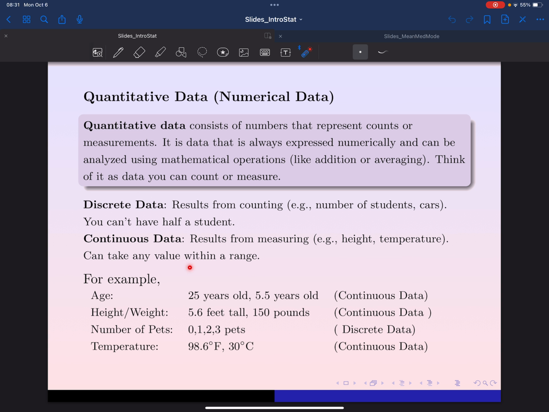We can take any value within the range. So for example, age, it can be 25 years old, but it can also be 5.5. So this would be called continuous data. Height or weight, it can have also halves. It also is continuous data. Now, number of pets, we can have 0, 1, 2, whole numbers. So that's called discrete data. Discrete data only has whole numbers, whole positive numbers actually. Temperature would be another example of continuous data.